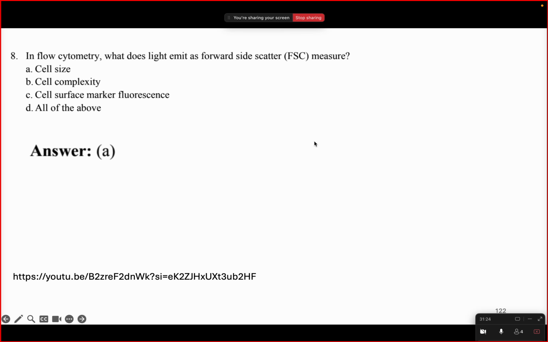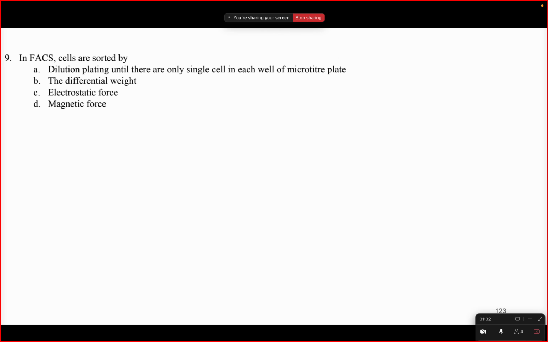Right, so it gives very beautiful results as well as very meaningful results. Our last second question for today is: in FACS, that is flow cytometry at the end of the day, cells are sorted by dilution plating until there is only a single cell in each well of a microtiter plate, the differential weight, electrostatic force, or magnetic force. Time starts now. 1 minute.